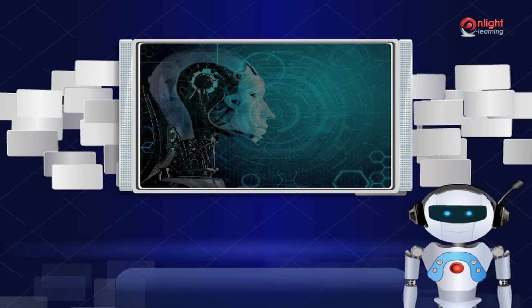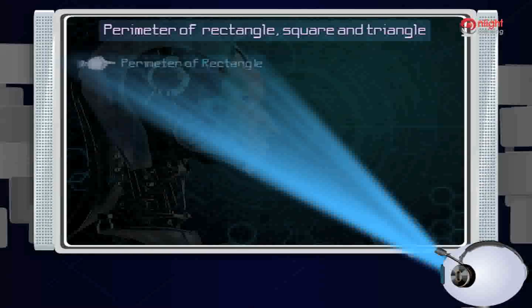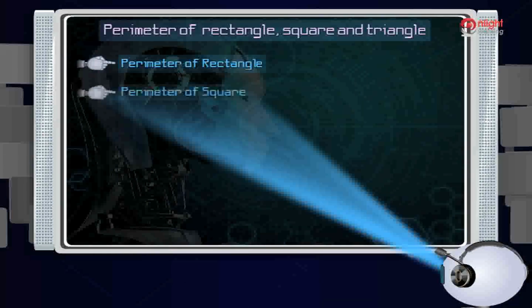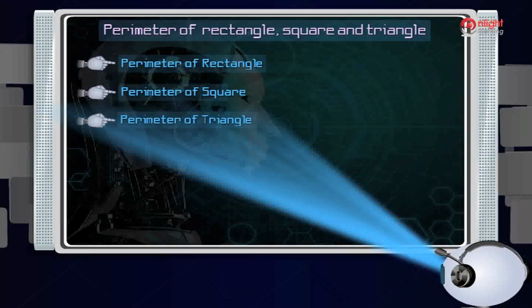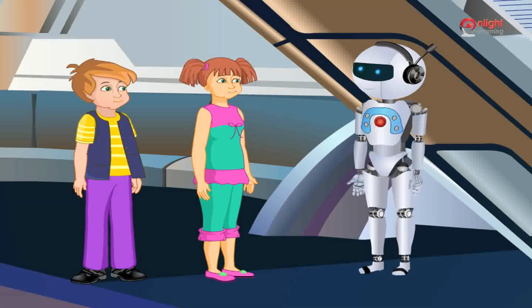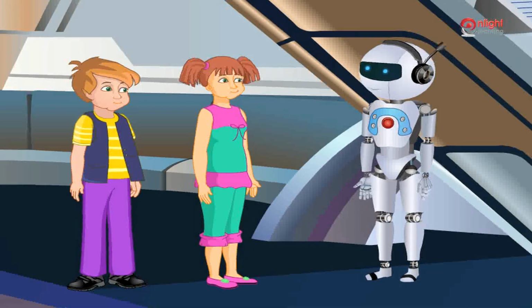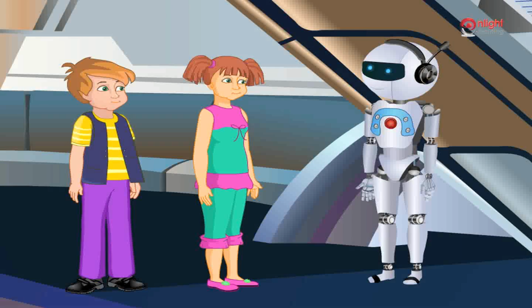Very good. Today you learnt about perimeter of a rectangle, perimeter of a square and perimeter of a triangle. Hope you understood how to find the perimeter of plane figures like square, rectangle and triangle.